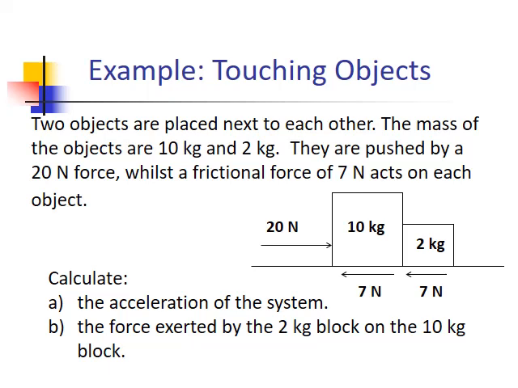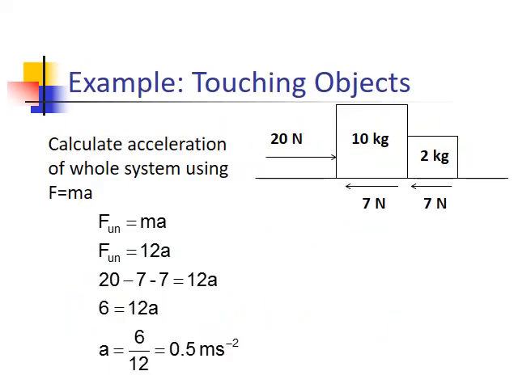Okay, so they're pushed. The first thing we do is take the system as a whole. So the whole system there has a mass of 12 kilograms. The unbalanced force is 20 minus 7 minus 7, which gives us 6 newtons. So 6 newtons is equal to our mass 12 times the acceleration a. This means we get an acceleration of 0.5 meters per second squared for the whole system, because they're all going to move together.